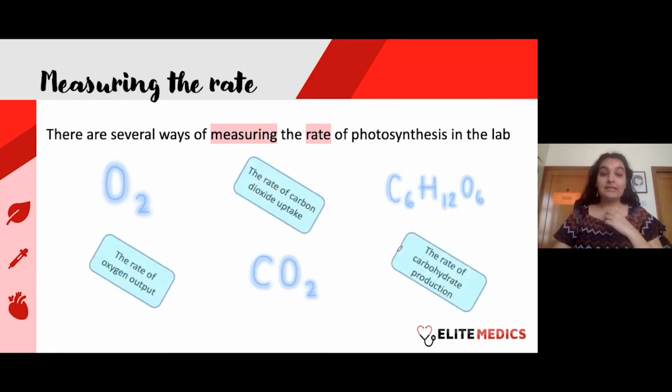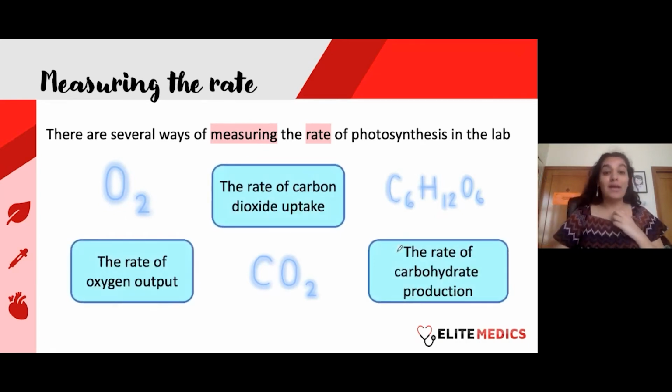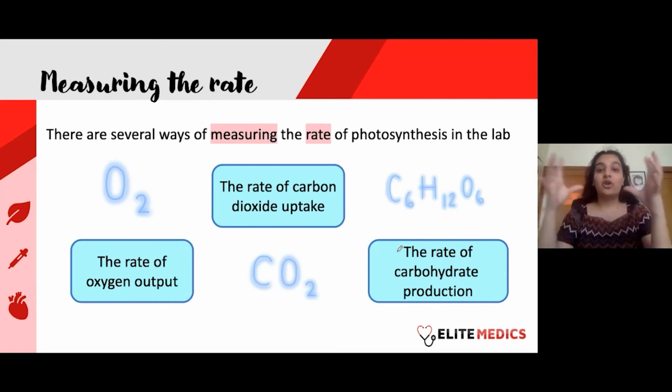So we can look at different things in a lab to actually measure the rate. And remember, the rate is equivalent to how well the reaction is happening. If you think about it, photosynthesis we know is carbon dioxide plus water, using light energy, gives us glucose and oxygen. But that's the overall reaction, and this is a minuscule reaction that's happening. There's millions of reactions happening in each and every cell for photosynthesis.